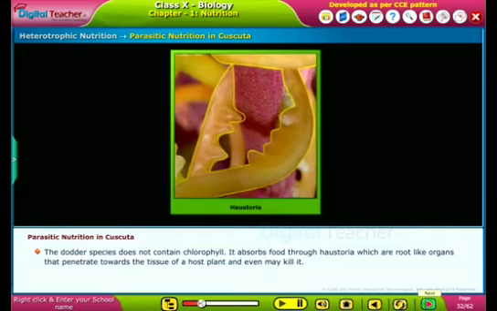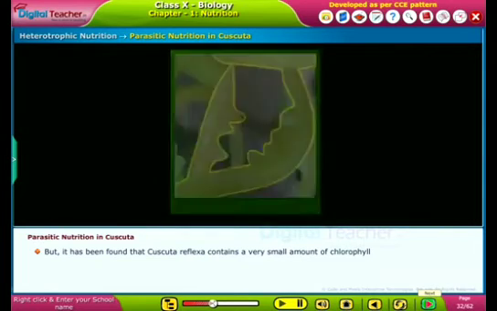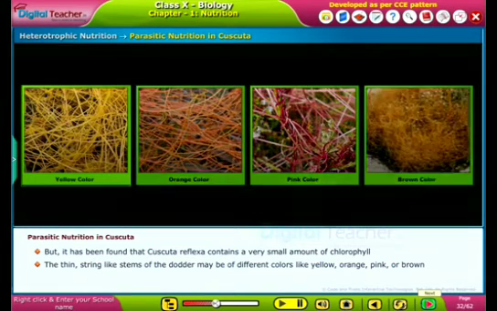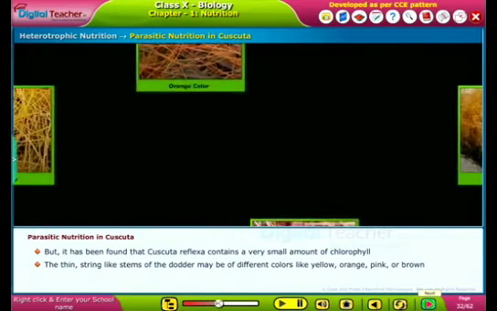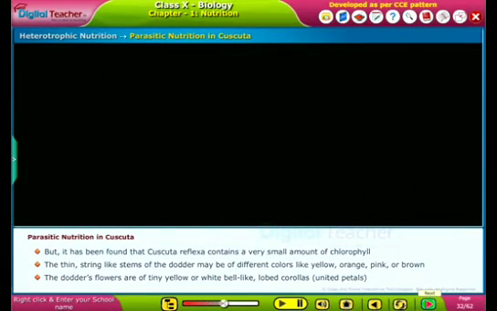The dodder species does not contain chlorophyll. It absorbs food through haustoria, which are root-like organs that penetrate the tissue of a host plant and even may kill it. But it has been found that cuscuta reflexa contains a very small amount of chlorophyll. The thin, string-like stems of the dodder may be of different colors like yellow, orange, pink or brown. The dodder's flowers are tiny, yellow or white, bell-like, with lobed corollas of united petals.